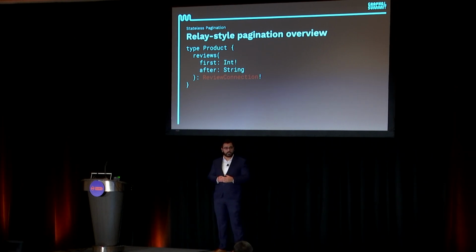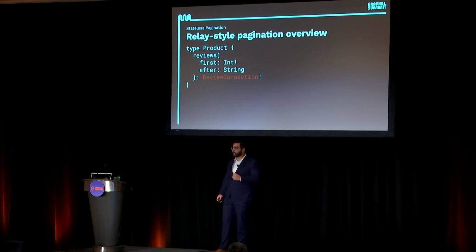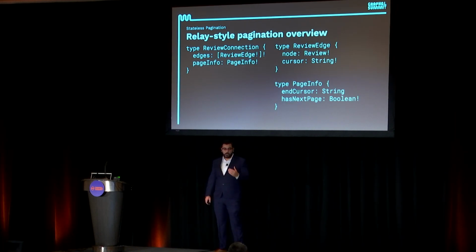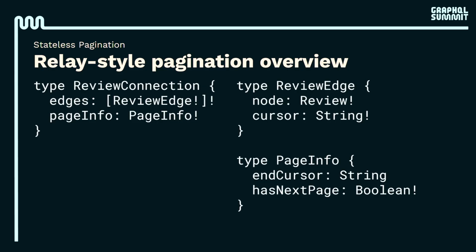So you might be used to returning a list, but in this case, we actually want to return a connection, which has a bit more information on it. The review connection includes a list of edges, which is basically just a wrapper for the review node, and then the page info that describes where we are in our pagination, what the end cursor is, so what was the last thing that we loaded, and whether it has a next page. Is there more to be loaded?